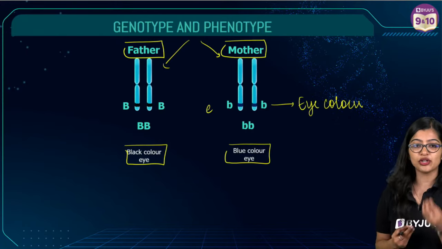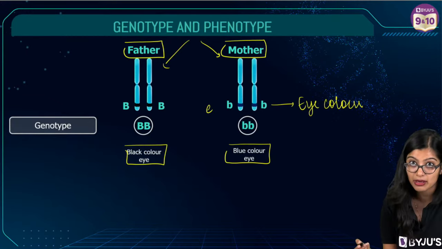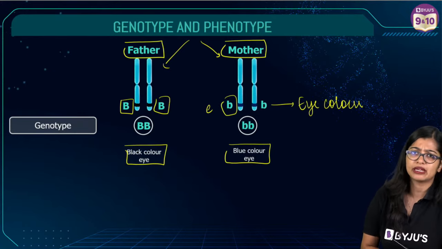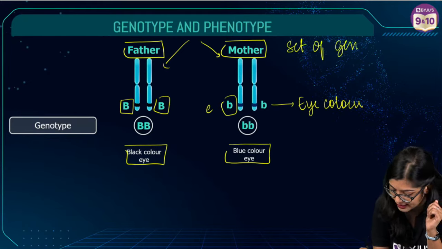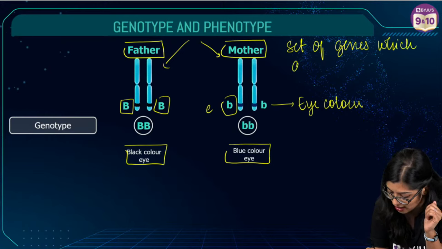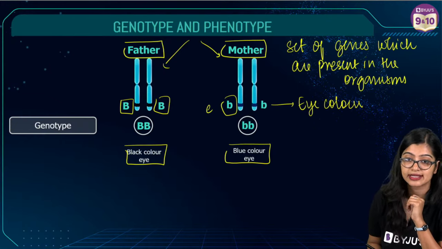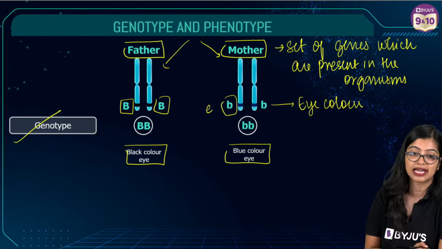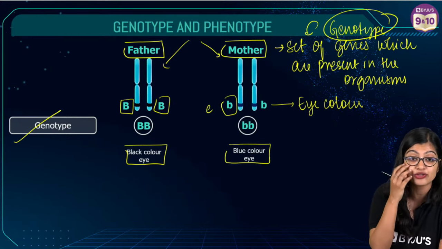So now, if you were to go a little more in detail, we represent black eye maybe by capital B, and we say blue is represented by small b, okay? Easy for understanding. Now here we see that there is a set of genes which are present in the organism, right? This particular set of genes is what we call genotype. So this is the definition of genotype, everybody. Please write this down.